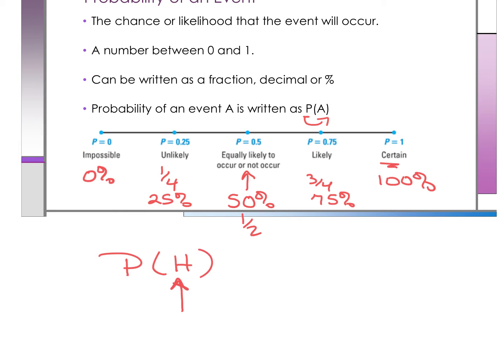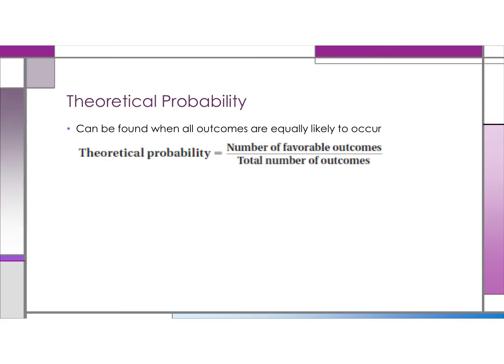So let's see what theoretical probability is. Theoretical probability can be found when all the outcomes are equally likely to occur. It is defined as the number of favorable outcomes, what you're trying to get, over the total number of outcomes. So for example, with the coin, let's say we're flipping our coin and we want to find out what is the probability of the coin landing on heads. We know that the number of favorable outcomes on my coin, there is only 1 head over the 2 outcomes, which are head and tails.